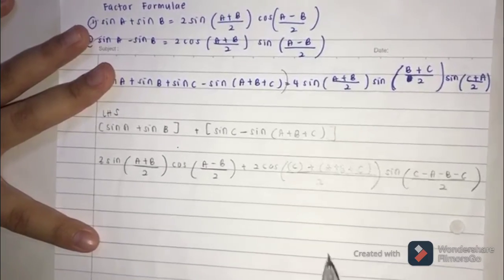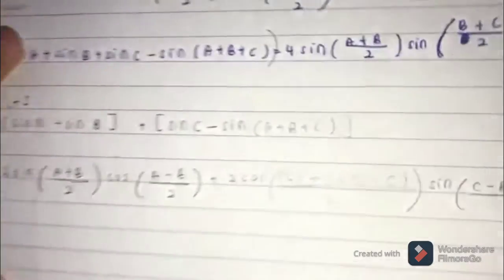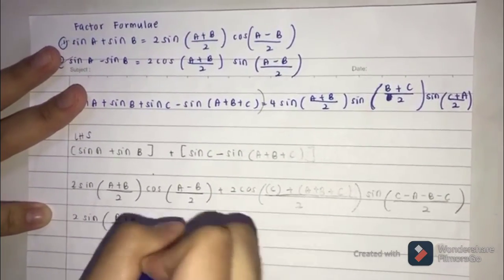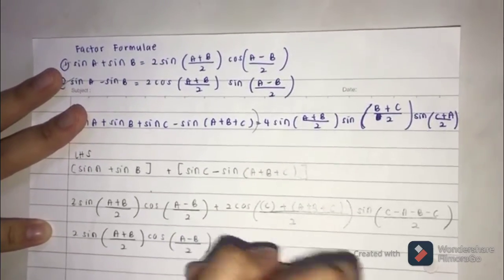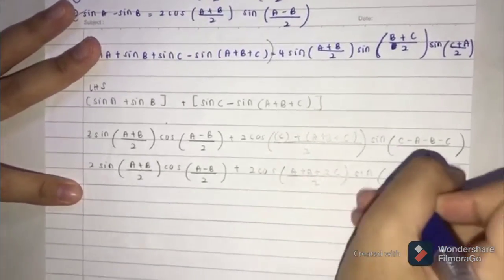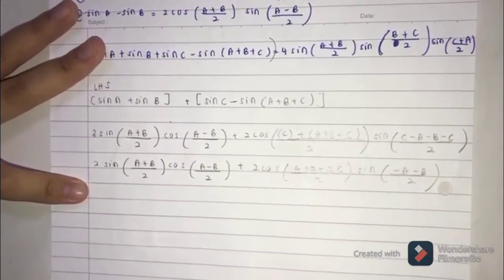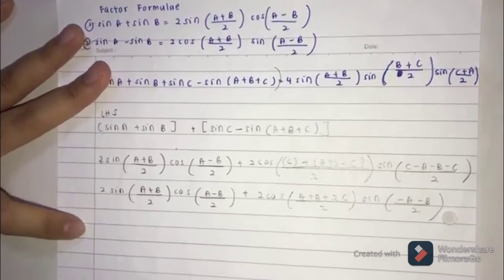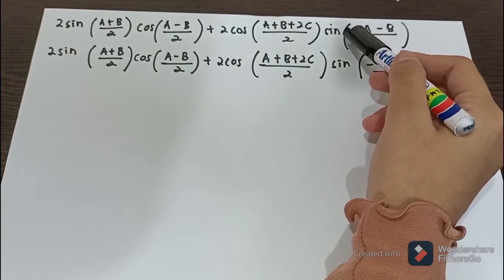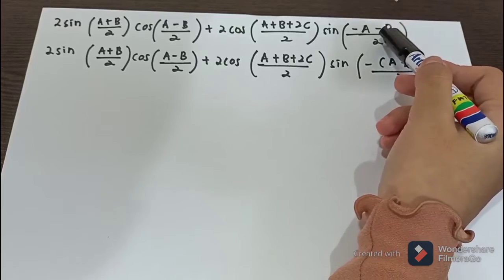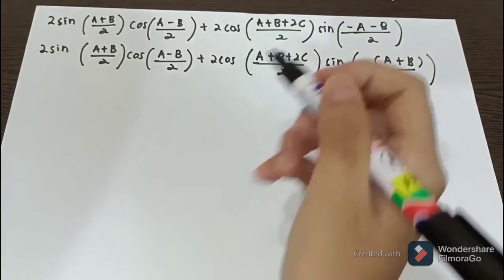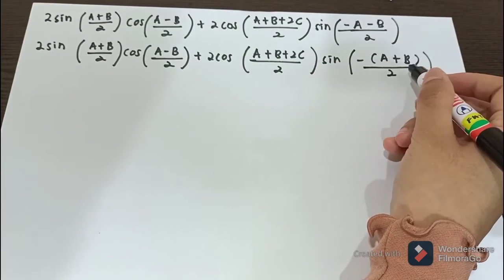So after we substitute these two terms into this factor formula, this is what we get. After that, this C can be simplified and this C can be simplified too. So we get the next step: we factorize. Like Alia said, we have to factor out negative from this question. So it will be like this: 2 sine A plus B over 2 cos A minus B over 2 plus 2 cos A plus B plus 2C over 2 sine negative A plus B over 2.